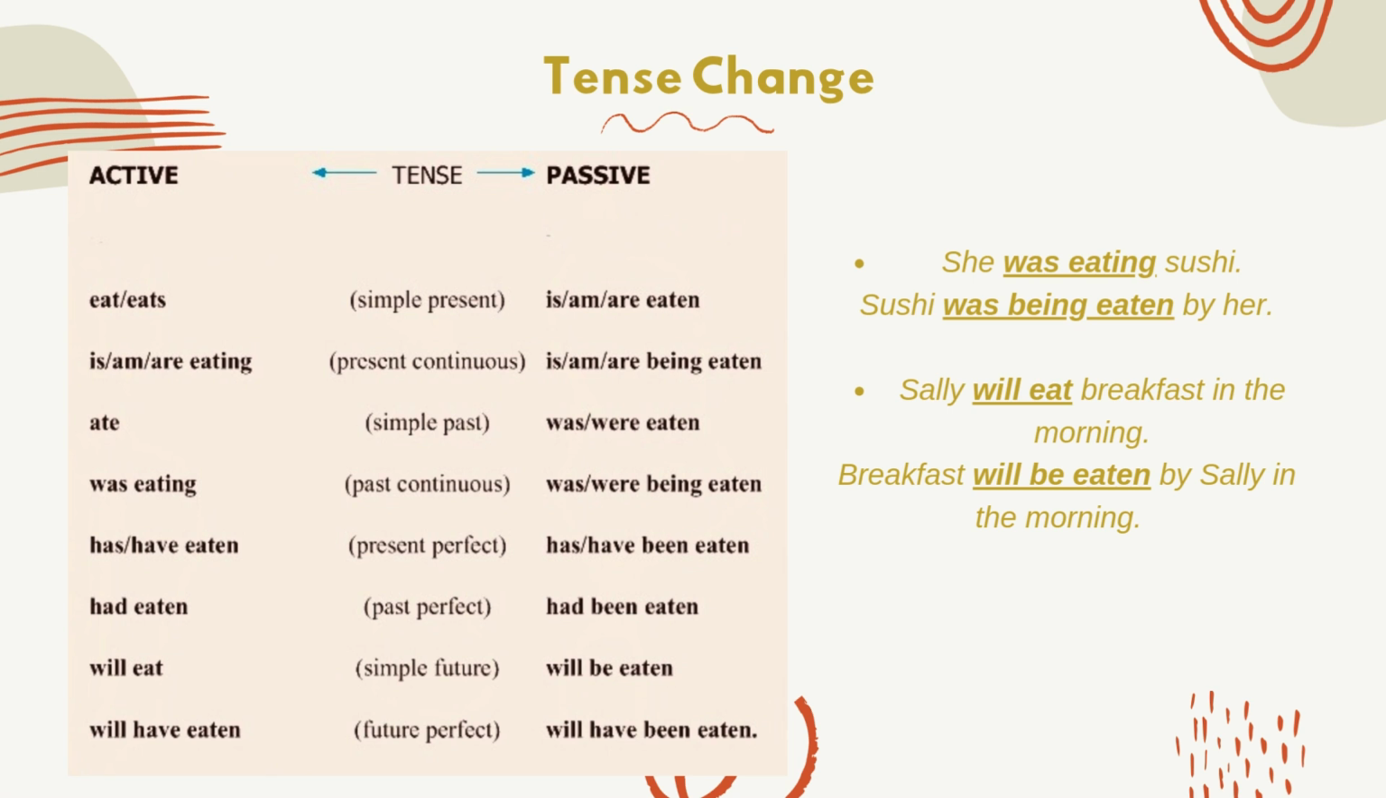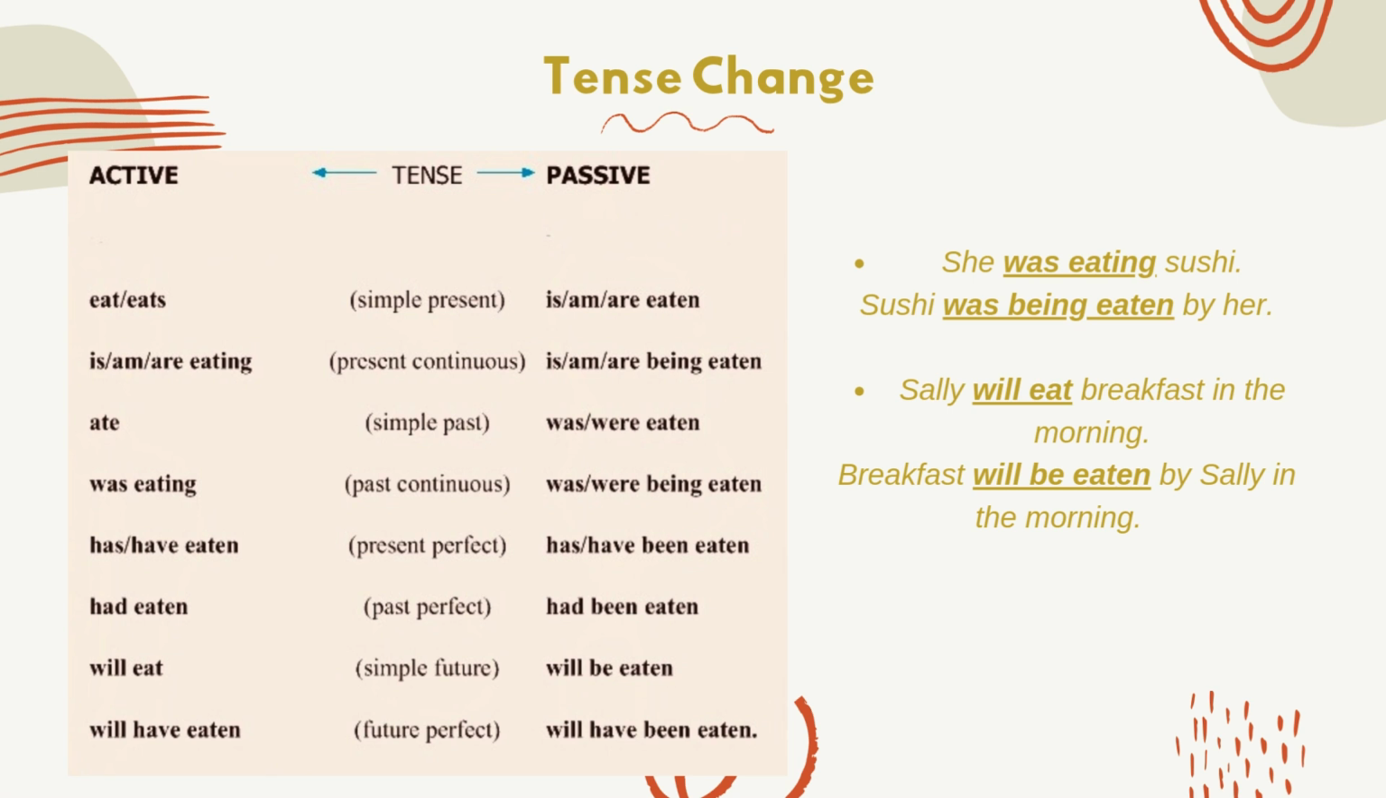Now we have the present continuous or the present progressive. Is, am, are eating becomes is, am, are being eaten. Ate, which is in the simple past, becomes was or were eaten. Was eating, which is a past continuous, becomes was being eaten. Was or were, depending on the subject.